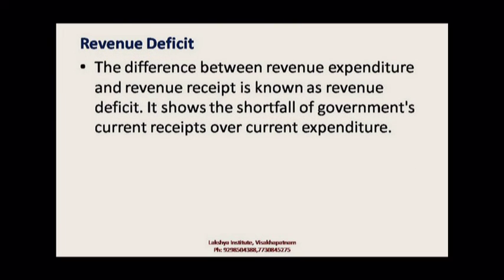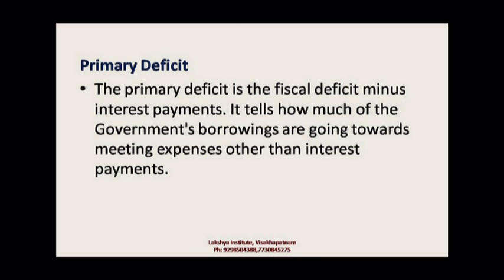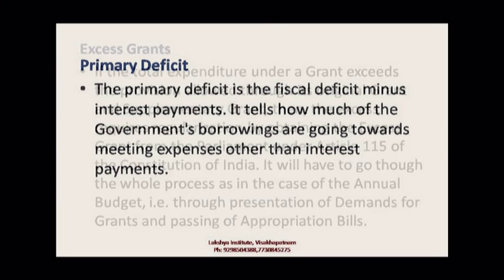Revenue deficit. The difference between revenue expenditure and revenue receipt is known as revenue deficit. It shows the shortfall of government's current receipts over current expenditure. Primary deficit. The primary deficit is the fiscal deficit minus interest payments. It tells how much of the government's borrowings are going towards meeting expenses other than interest payments.